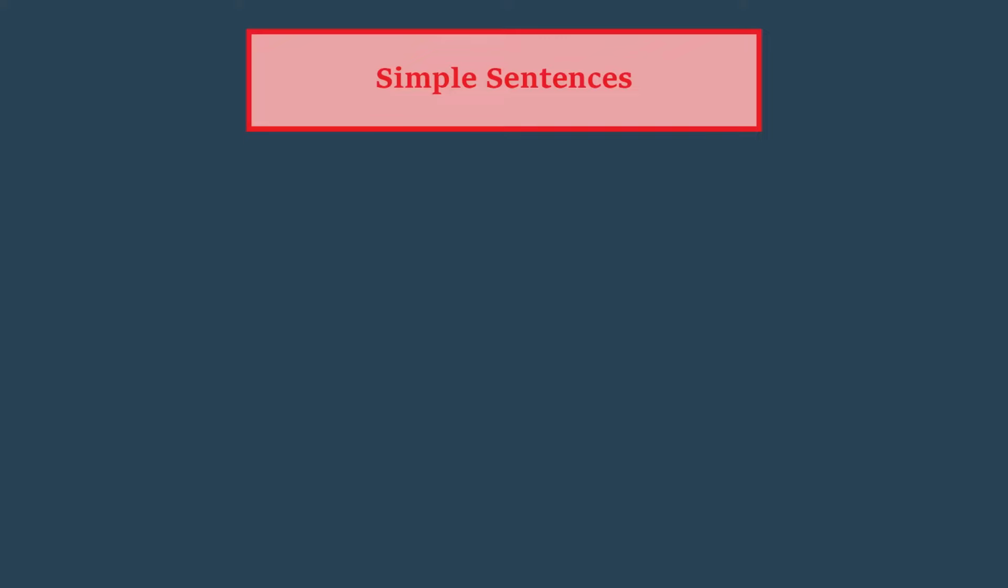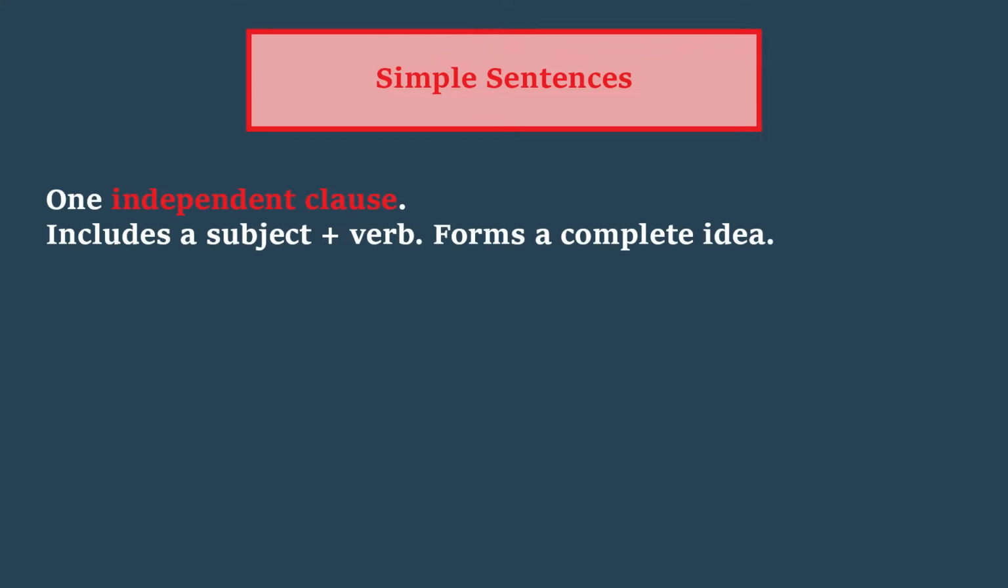Okay, so first up, the most simple of sentences, aptly called a simple sentence. It consists of just one independent clause, which is a subject and a verb, and it contains a complete idea. So it's a standalone sentence, right? There are a few words we need to define here.